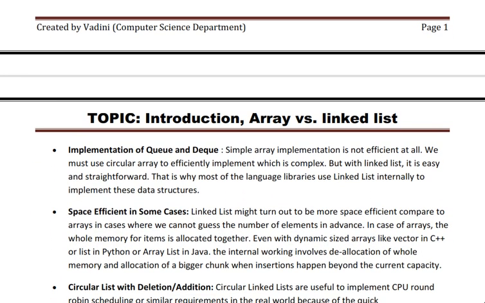The second advantage is implementation of queues and dequeues. A simple array implementation is not efficient at all. We must use a circular array to implement them efficiently, which is complex. But with a linked list, it is very easy and straightforward. That is why most language libraries use linked lists internally to implement these data structures.